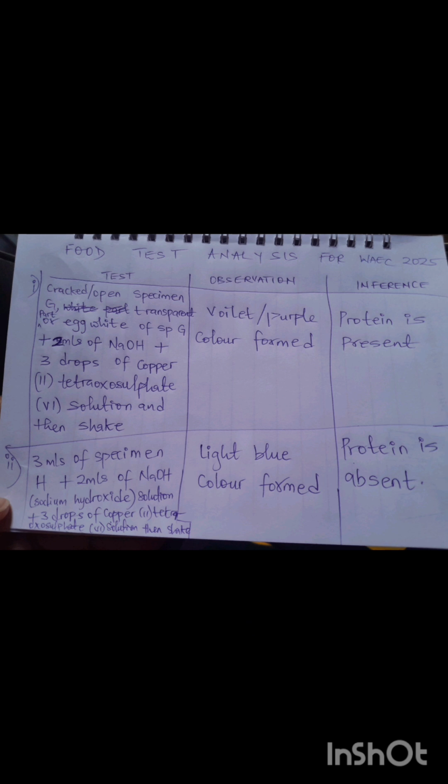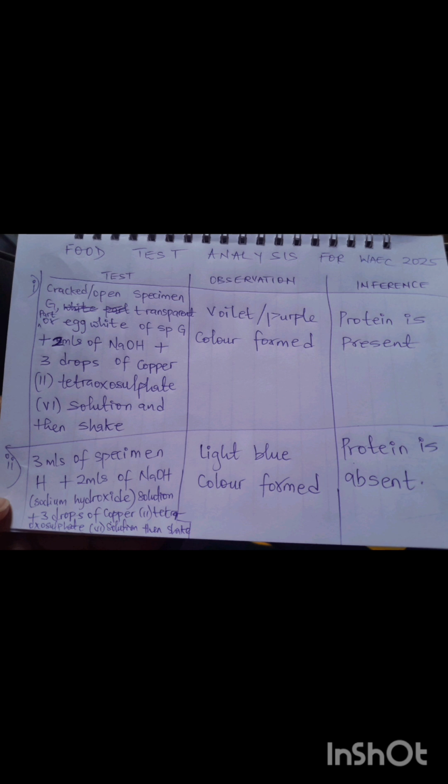Once it does that, that tells you that there is protein in that egg white, and that thing is proteinous in nature. So under observation, you will now write violet/purple color was what formed. Then inference means your conclusion, what you concluded from this test. It means that protein is present. This is how you write it.